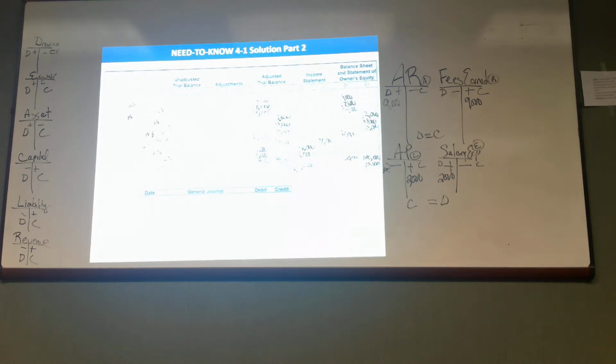It says use the information from the completed worksheet in part 1 to prepare adjusting entries. So there's our journal entries. We created them using our T-tables earlier today. Accounts receivable is our debit, fees earned is our credit, salaries expenses are debit, accounts payable is our credit, and no journal entry required for, I think that last one was for the interest payable. We don't have any, so, instructions.